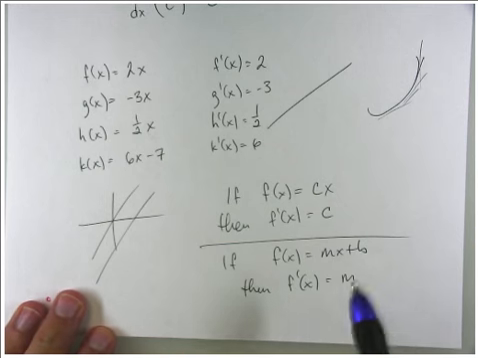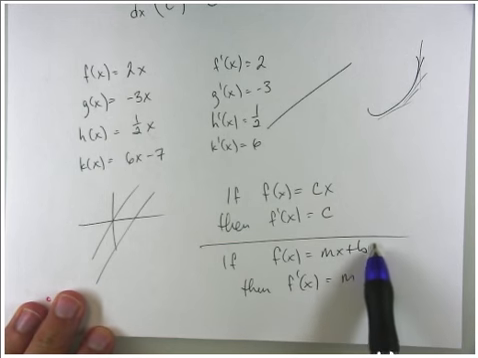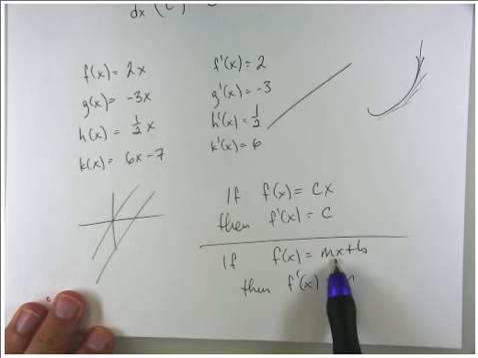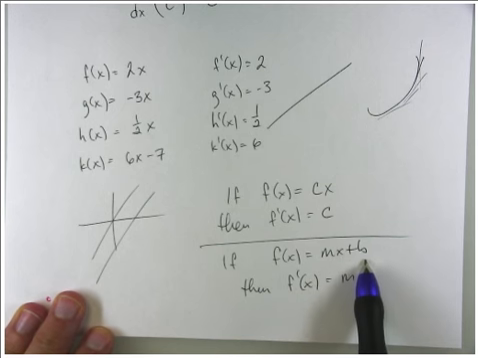What happened back here, right? Here I'm adding two functions together. Mx is a function and b is a function. And the derivative of mx is just the m, right? And the derivative of b is 0. So the derivative of mx is m, and the derivative of b is 0.